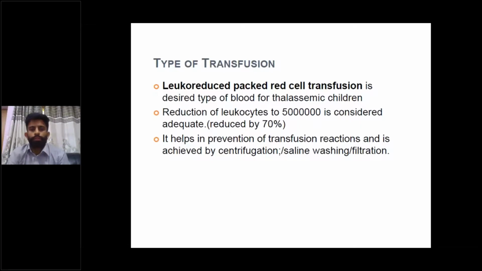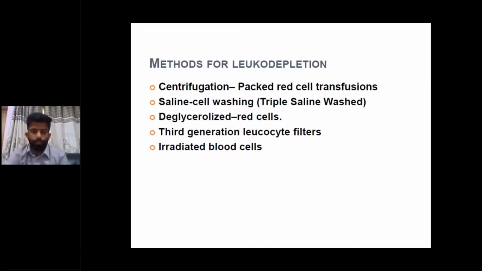The reduction of leukocytes to 50 lakhs or 5 million is considered adequate. It's reduced by 70% in one transfusion. It helps in prevention of transfusion reactions and is achieved by centrifugation, saline washing, or filtration. What are the methods for leukodepletion? Centrifugation of the packed red cell transfusions, saline cell washing through triple saline wash, deglycerolized red cells, third generation leukocyte filters, and irradiated blood cells. You just know these are the methods for leukodepletion. You don't have to know these in detail. That's why we're not going through this more.